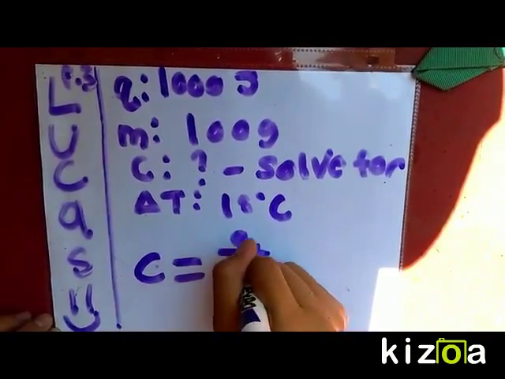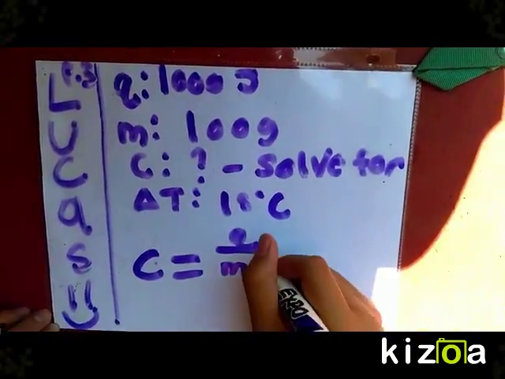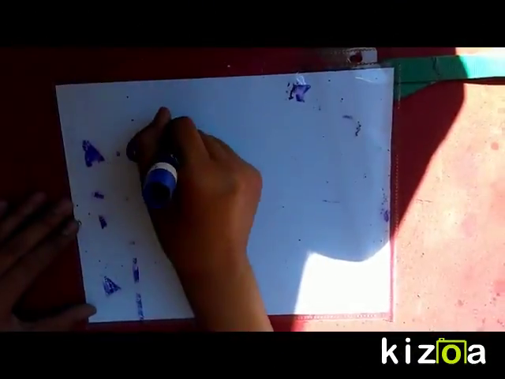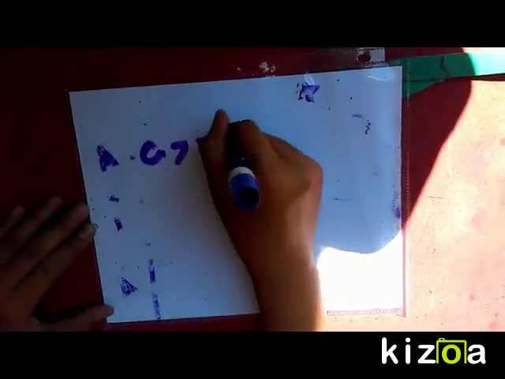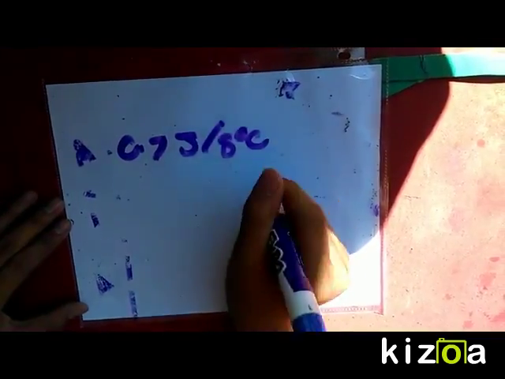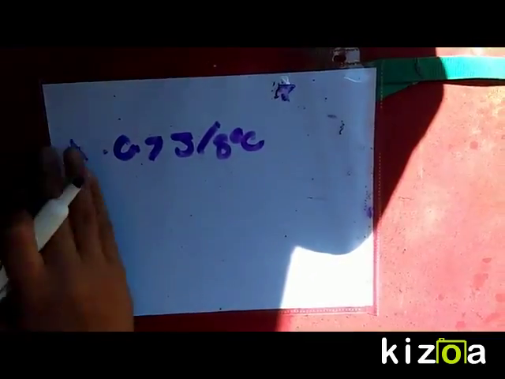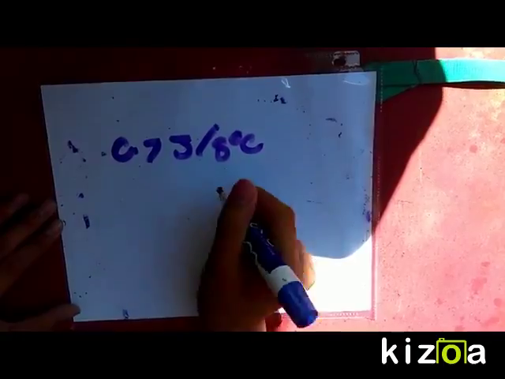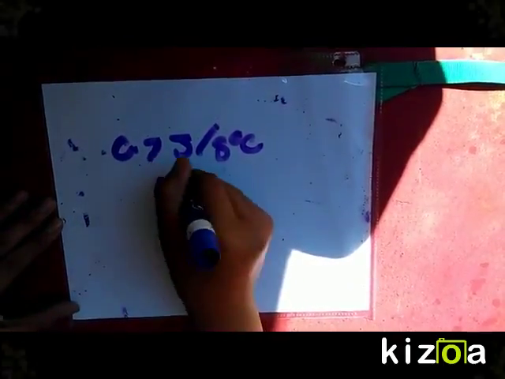So M times triangle T gives us 0.7 J per gram Celsius degrees, and that's going to be the final answer. And we see it absorbs heat, so it's going to be endothermic.